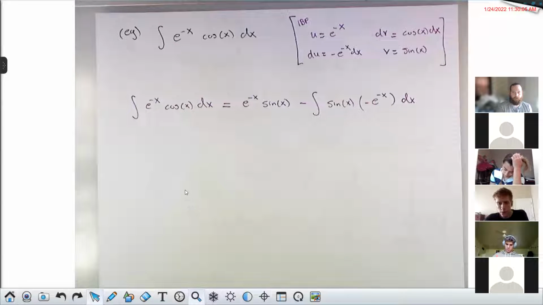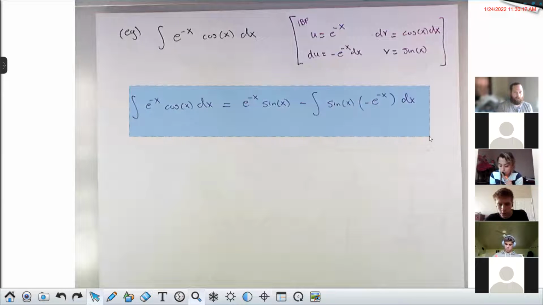Just a comment on notation, the parentheses around the e to the negative x are necessary because otherwise this would look like subtraction, right? So use good notation, use clear symbols to represent what you're doing. Here's the result of doing integration by parts once.